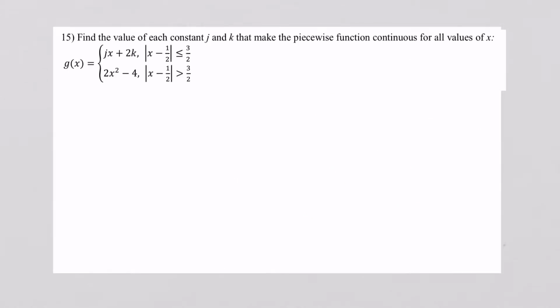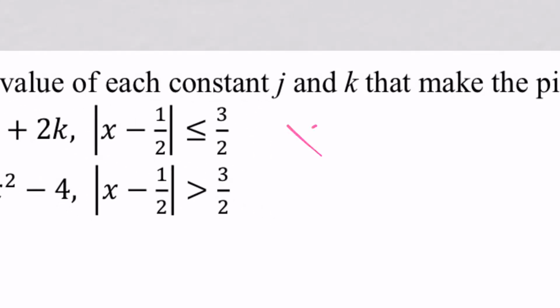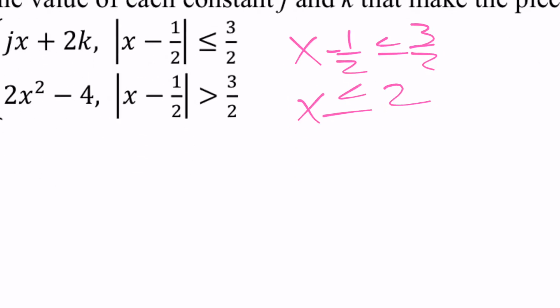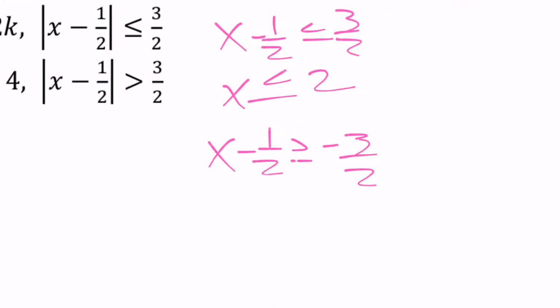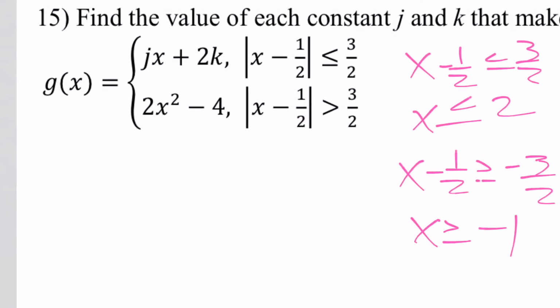Number 15, we need to find the value of the constants j and k. Figure out what your x values are. The absolute value of x minus 1/2 is less than or equal to 3/2. So x is less than or equal to 3/2 plus 1/2, which is 4/2, which is 2. Do the negative: x minus 1/2 is greater than or equal to negative 3/2. Add the 1/2 over. Negative 3/2 plus 1/2 is negative 2/2, which is negative 1. So x is greater than or equal to negative 1. So our x values are 2 and negative 1.